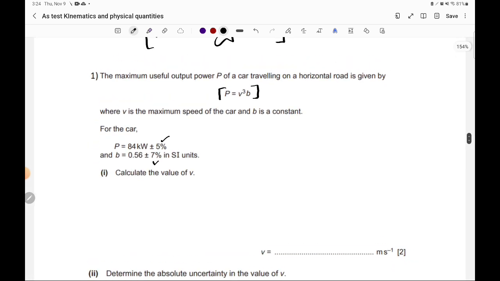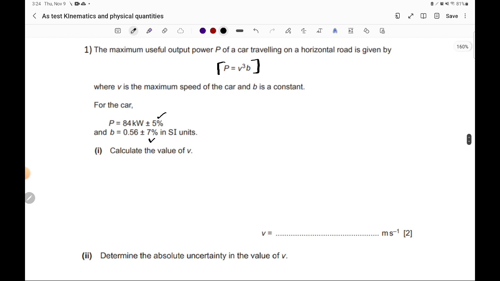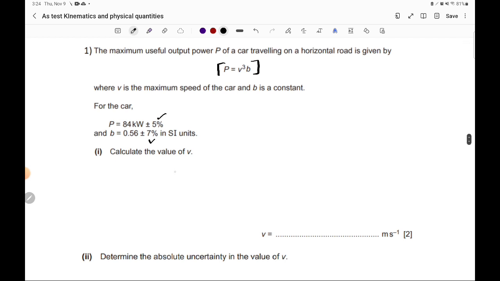Now, since the question is only asking us about the value, we need not concern ourselves with the percentage uncertainties or absolute uncertainties for that matter. We'll simply find the value of V. So 84 multiplied by 10 raised to power 3 should be equal to V cubed multiplied by B, which is 0.56. I used 10 raised to power 3 because kilo is 10 to the power 3. Okay, so let's find the value.